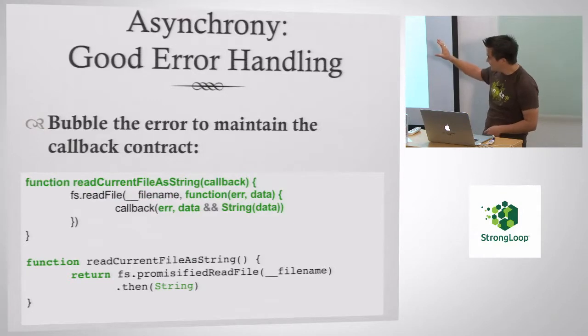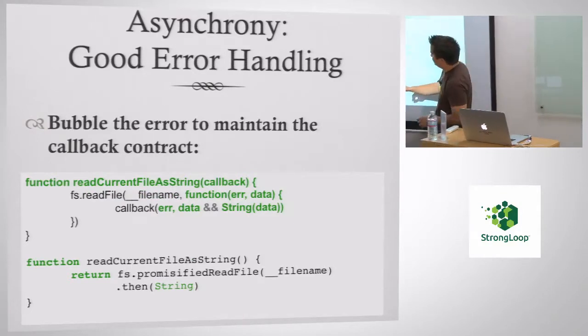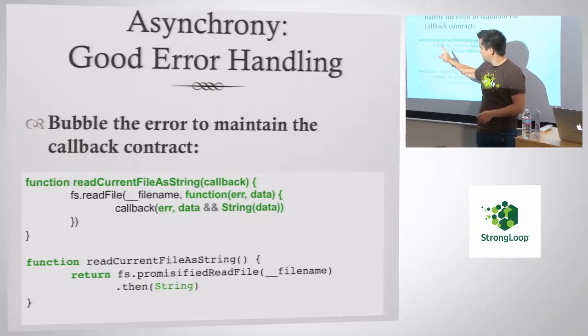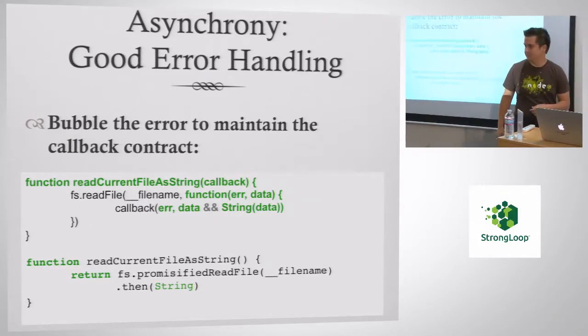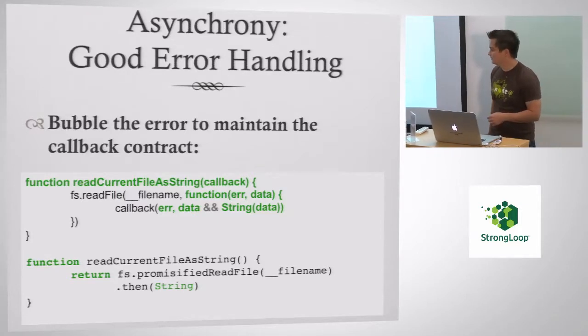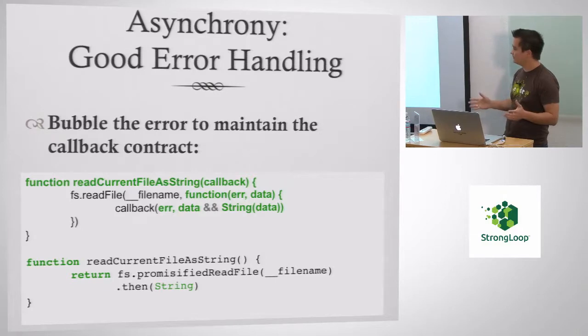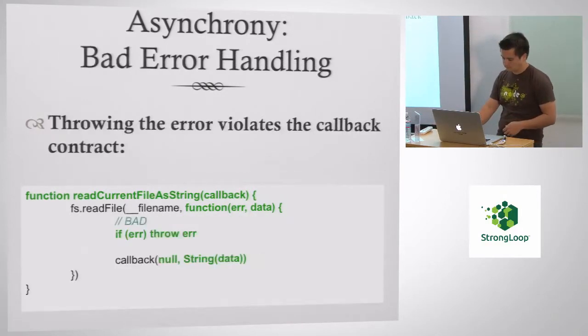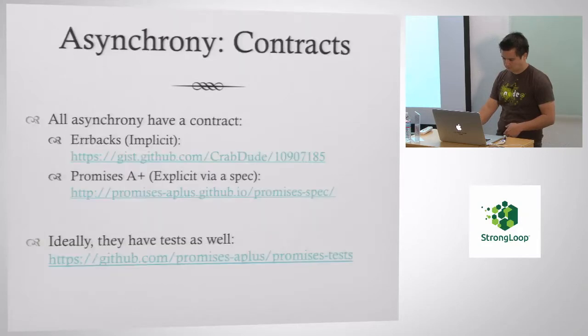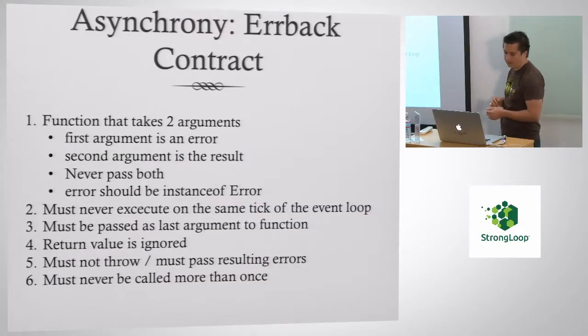So ignore the slide, look at the code. This callback right here, if it were to return a value, that should have no bearing on the context of this function execution. And that's essentially what I'm talking about here. So if it returned null, if it returned true, if it returned an object, if it returned anything at all, we should be ignoring that. It must not throw and it must pass the resulting error.